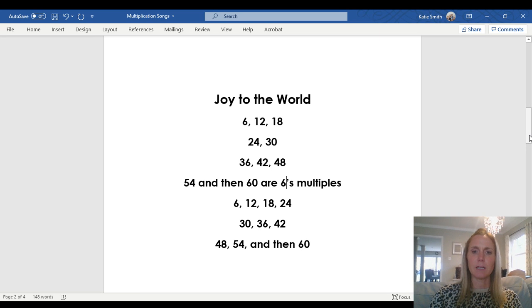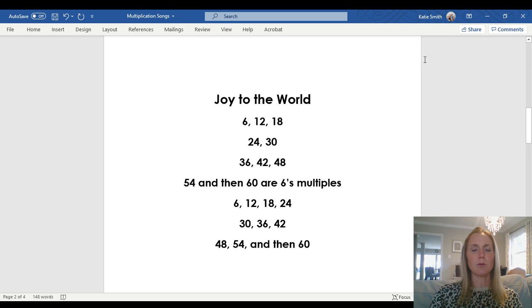Ready? 6, 12, 18, 24, 30, 36, 42, 48, 54, and then 60 are sixes multiples. 6, 12, 18, 24, 30, 36, 42, 48, 54, and then 60.